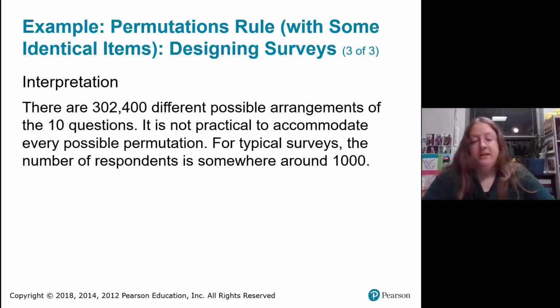So the practicality of this, is it possible to use them all? Sure. But the chances that you conduct a survey with 302,400 participants, very unlikely. Most surveys have a number of respondents closer to the 1,000 range, though it really depends on the survey. So it's kind of a little bit weird to give a ballpark here even.